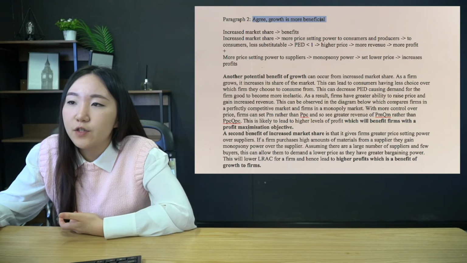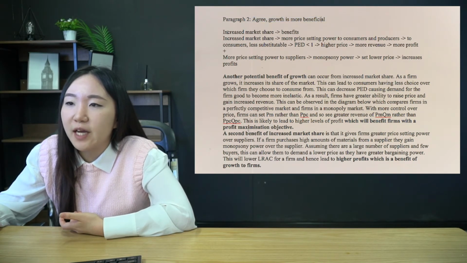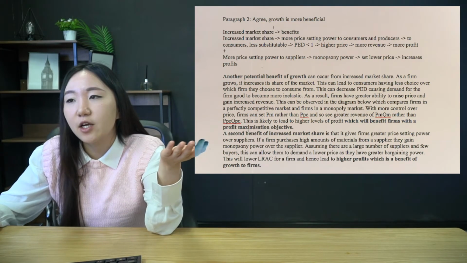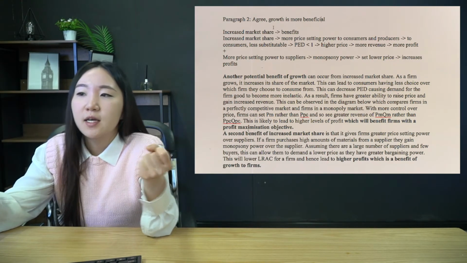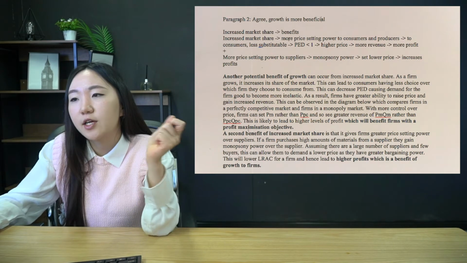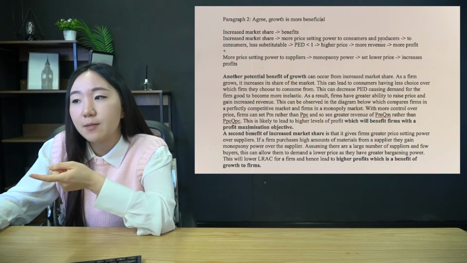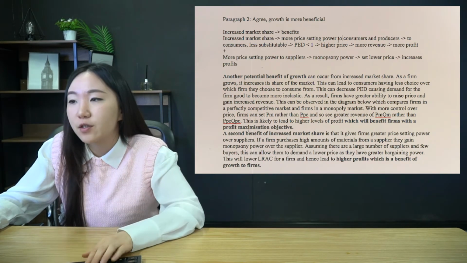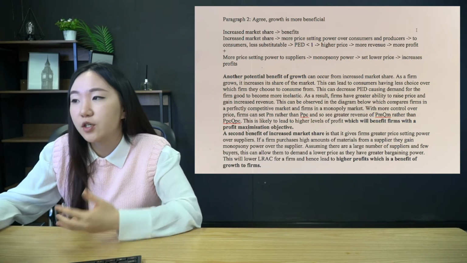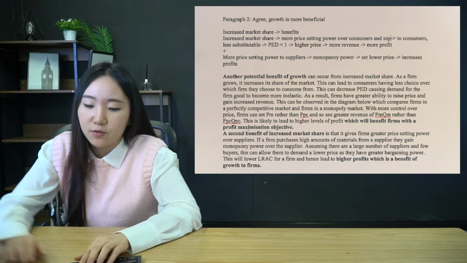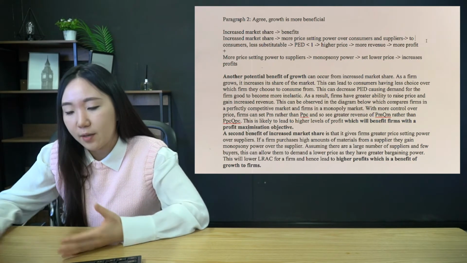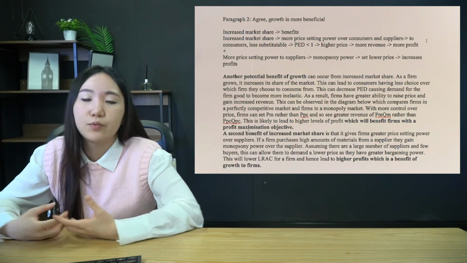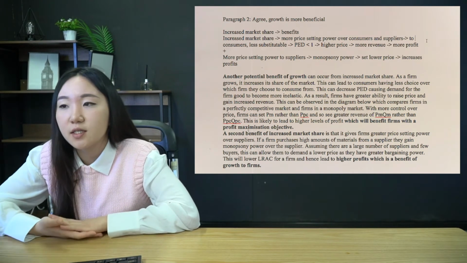Okay, so again, paragraph 2, agree growth is more beneficial. Again, I've used my point A as increased market share, and I'm trying to explain how that gets to benefits. So I've done my arrow system again, so increased market share, therefore more price setting power. It should be more price setting power over consumers, and it shouldn't be producers, it should really be suppliers. So to consumers, you get bigger market share, you become a less substitutable product essentially. You're more differentiated as well.